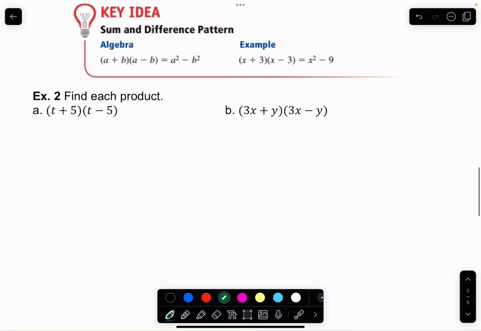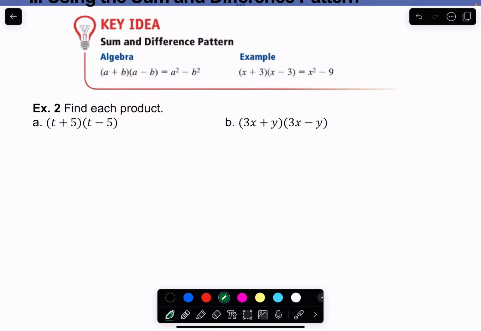So now we've got the sum and difference pattern. This is when we have a problem in the form (a plus b) times (a minus b). That will be equal to a squared minus b squared. So for example, this (x plus 3) times (x minus 3), the only difference here are these signs. That will be equal to x squared minus 9.